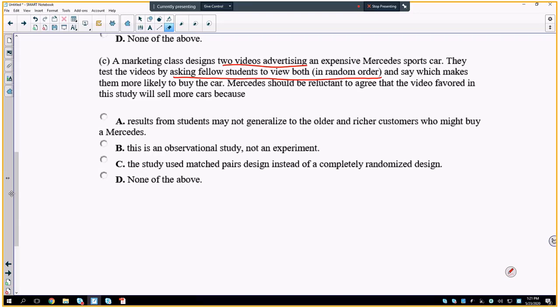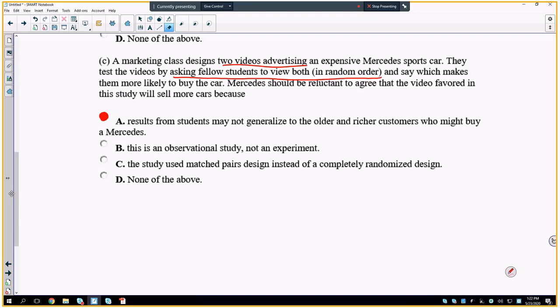Well, I think A is making a very good point here. Your typical Mercedes buyer is not a student, although perhaps a student somewhere has bought a Mercedes. Most of them can't, most of us can't.